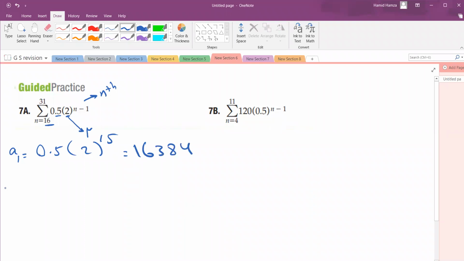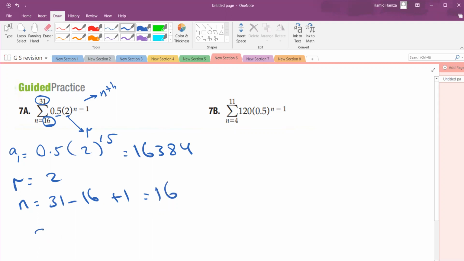And the common ratio R is what, guys? The common ratio is 2, the base of the power. And n, you know, how do we find n, guys? Subtract the upper minus the lower plus 1. So 31 minus 16 plus 1. Quickly on the calculator, guys, 31 minus 16 plus 1. So the answer will be 16. Now we can apply the formula.